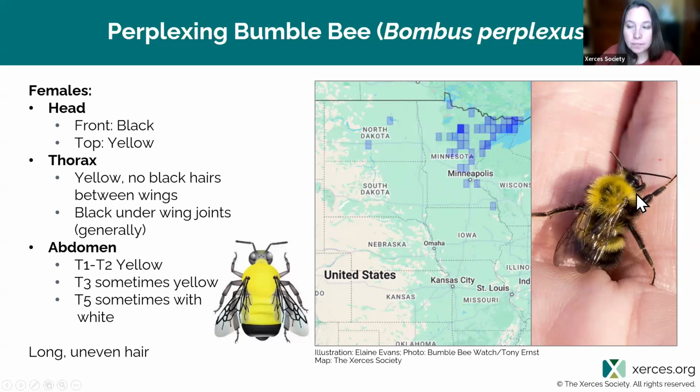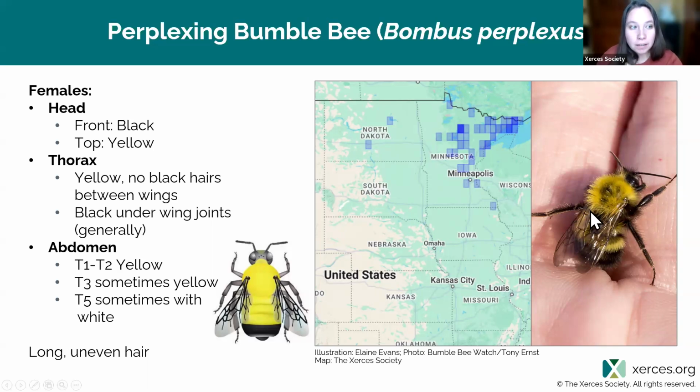And then for the hair color pattern on the face, female bees tend to have black hairs on the front of the face, yellow hairs on the vertex or the top of the head. And then another thing to look out for with this species is the fact that they have really long, uneven, shaggy hair, even shaggier than some of the other species that we've mentioned here today.